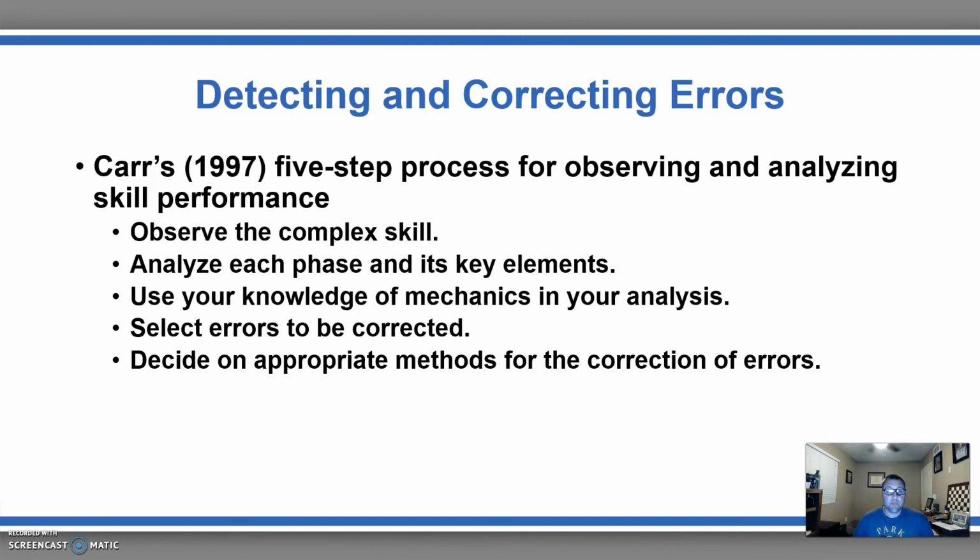Finally here, how do we detect and correct errors? Well, there's a five-step process to doing this. You want to observe the complex skill, analyze each phase and its elements, use your knowledge of mechanics, select errors to be corrected, and decide on appropriate methods for correcting the errors. What does that actually mean? Well, we're observing our complex skill. So in the case of child development, let's say their complex skill is walking.